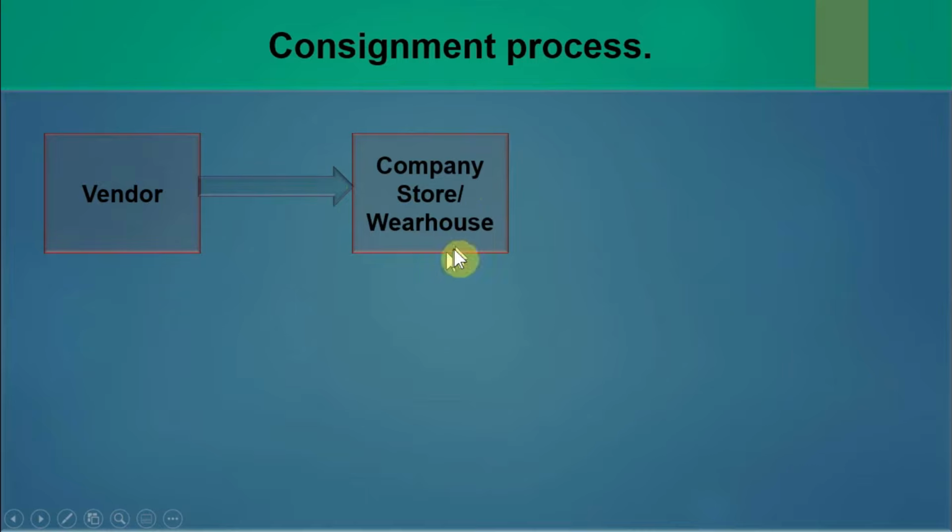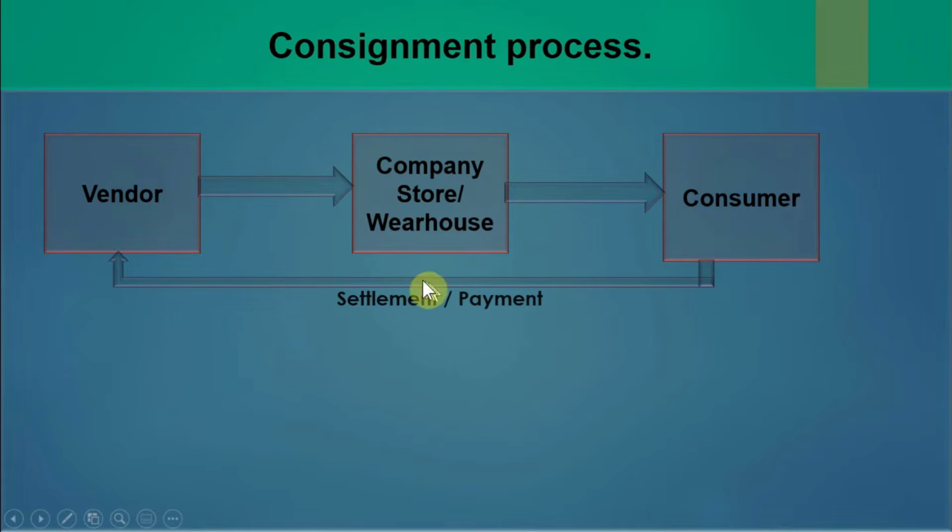So here we will see how exactly the process works. Consider a vendor, or it may be a third party company. They keep their goods or material in your company store or warehouse, but when you want to consume those goods, you take the stock that is required and you pay the vendor for that stock only.